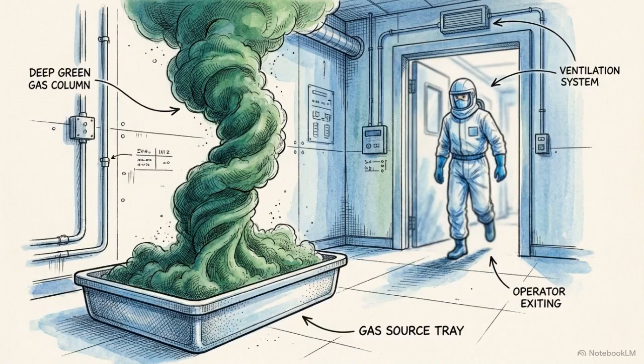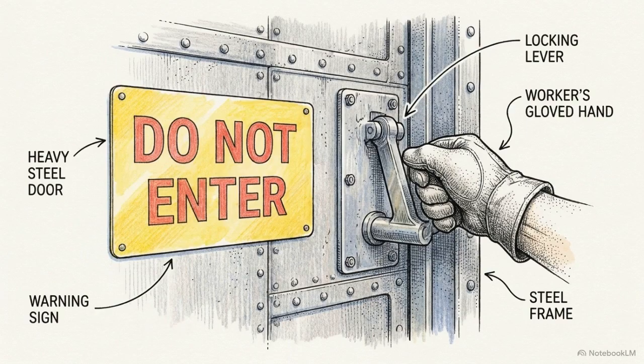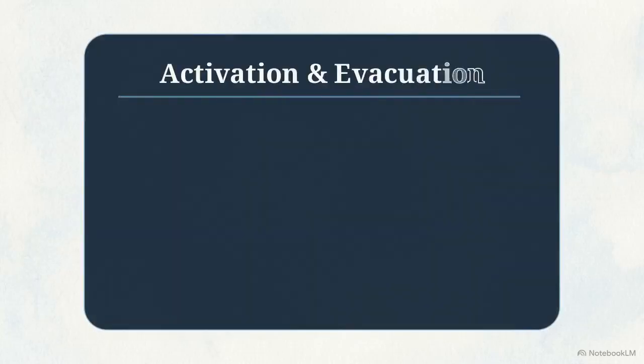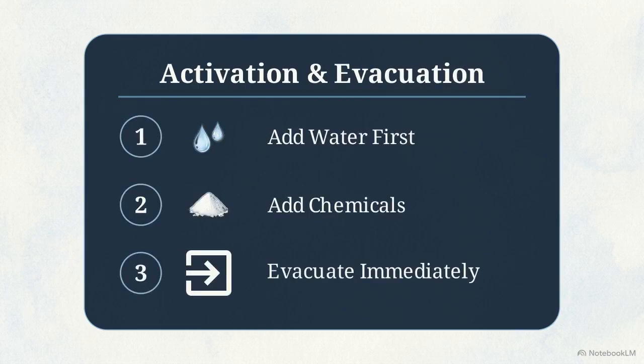As soon as the last tray is activated, evacuate the room without delay. Securely close the main entry door behind you to lock down the treatment area. Adhering strictly to this sequence of adding water first, then chemicals, followed by immediate evacuation, prevents premature exposure and ensures the safety of the operator.